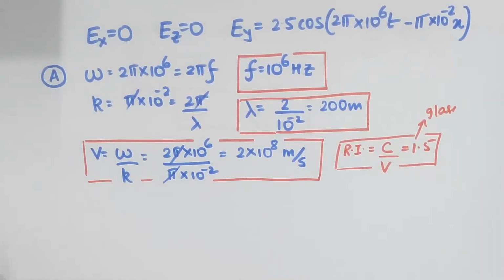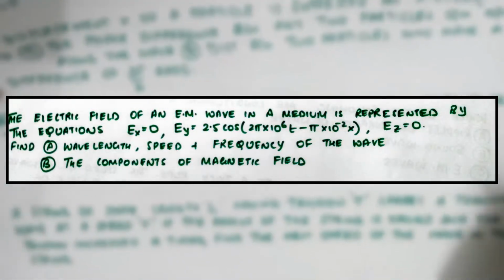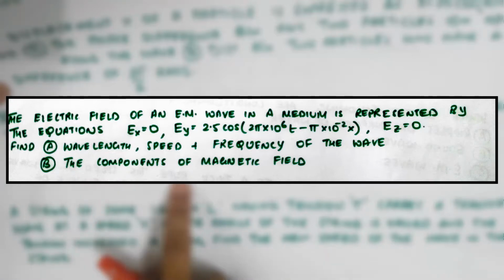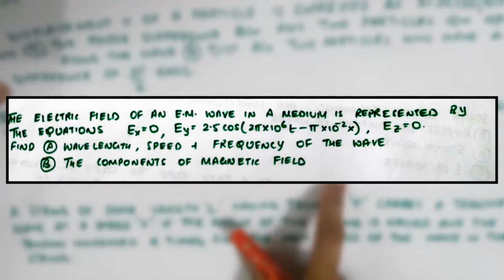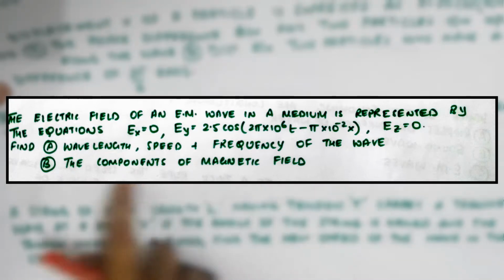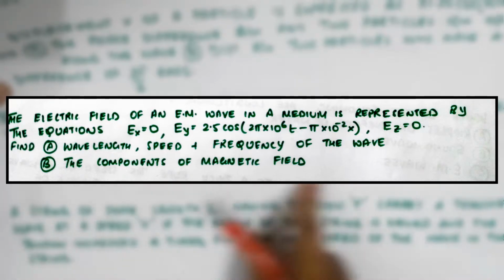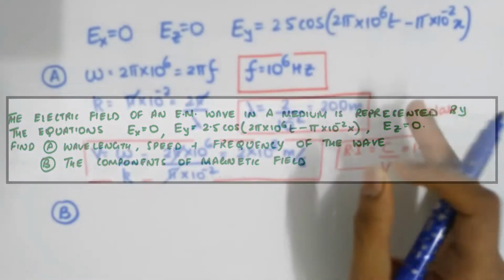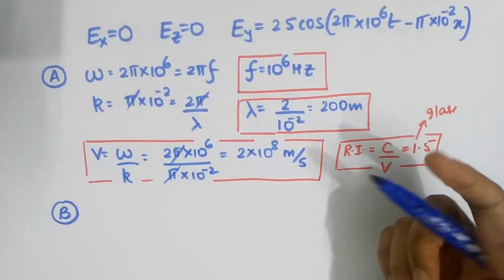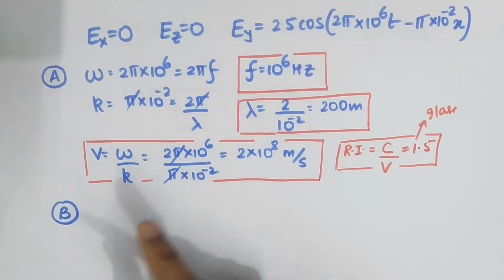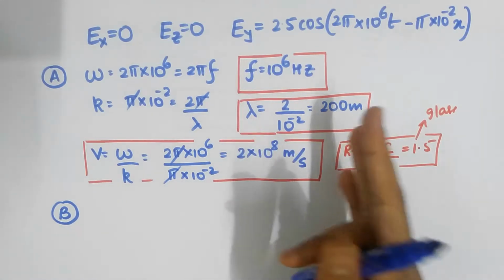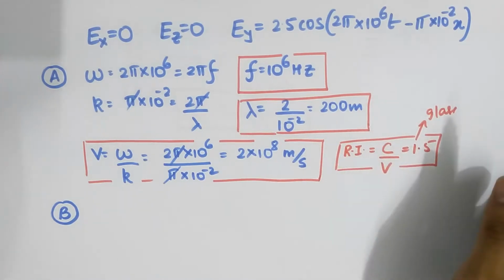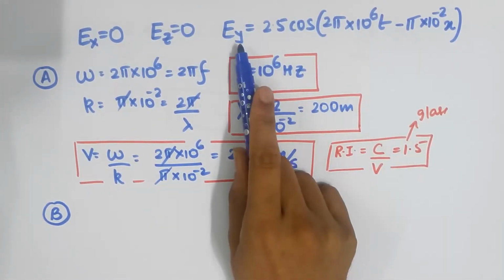Okay, now let's go to part B. Part B asks me for the components of magnetic field. So I need to figure out what the magnetic field looks like. The first and foremost thing is I need to understand what direction the magnetic field is. For that, remember I told you that electric field, magnetic field, and the direction of propagation must all be perpendicular to each other. So let's look at electric field.